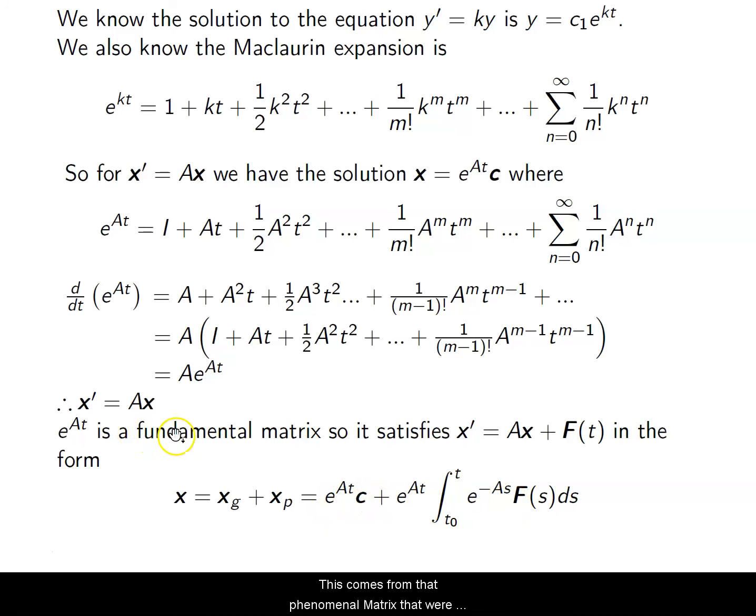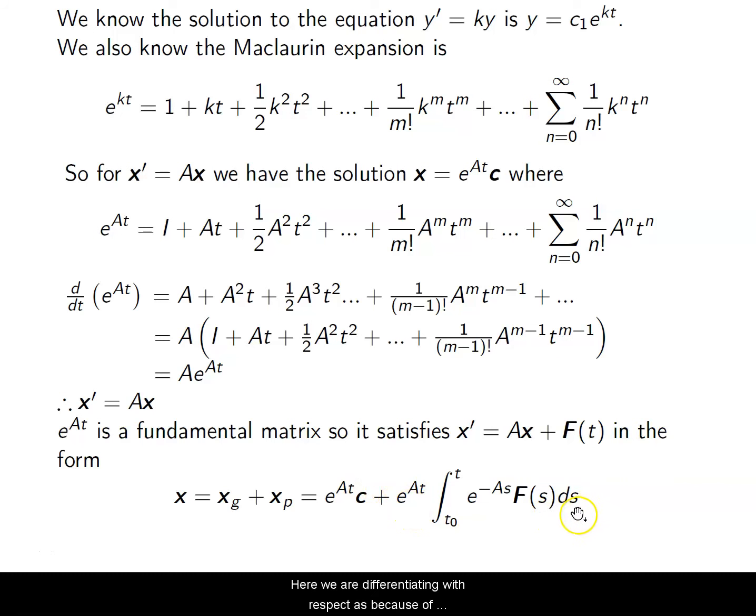This comes from that fundamental matrix that we were talking about in the last section. E to the at is a fundamental matrix. Before we were calling it phi, right? Phi times c plus phi times the integral of phi inverse f of t dt is what we had before. Here it's slightly different because it is e to the negative as. So if I have e to the negative 1, right, that would be the same thing as the inverse of e, right? That would be e to the negative as. So this is actually the inverse of this, okay?